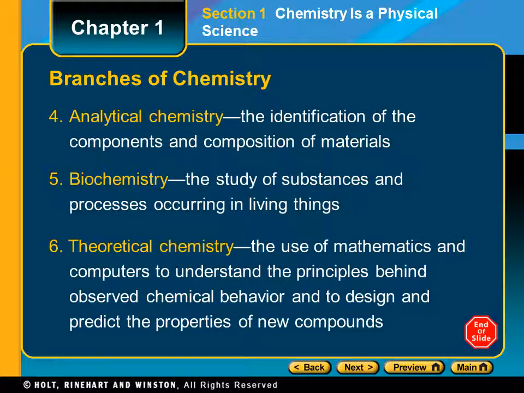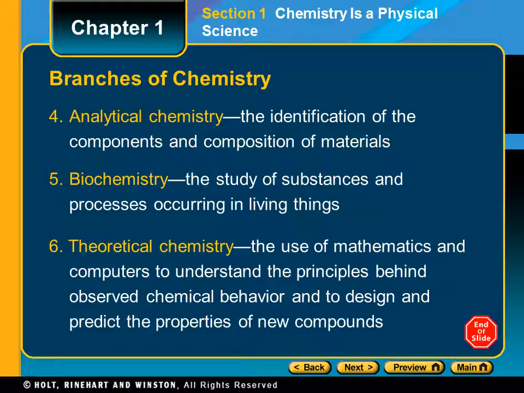And we look at what we call theoretical chemistry, and this is applying mathematics, and today not just in terms of hand calculations, but also using computers as we put the formulas in the computers to work through and understand the principles behind observed chemical behavior. And we can predict properties of new compounds. This gets into the concept of computer modeling.